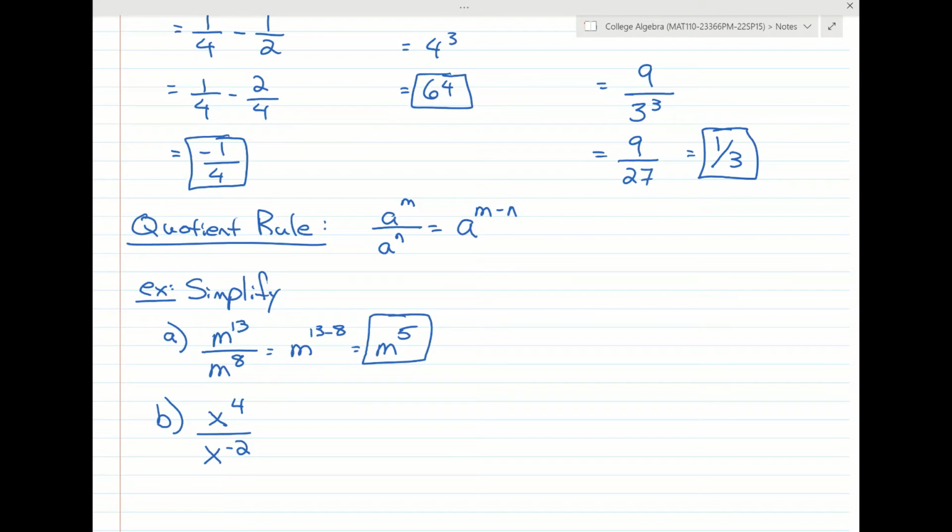You can move the negative 2 on top. Another thing we could do is just use the quotient property. What's 4 minus negative 2? 6. So even if you bring it on top, you're just going to do 4 plus 2. It works the same exact way with this. So 4 minus negative 2 is still 6.